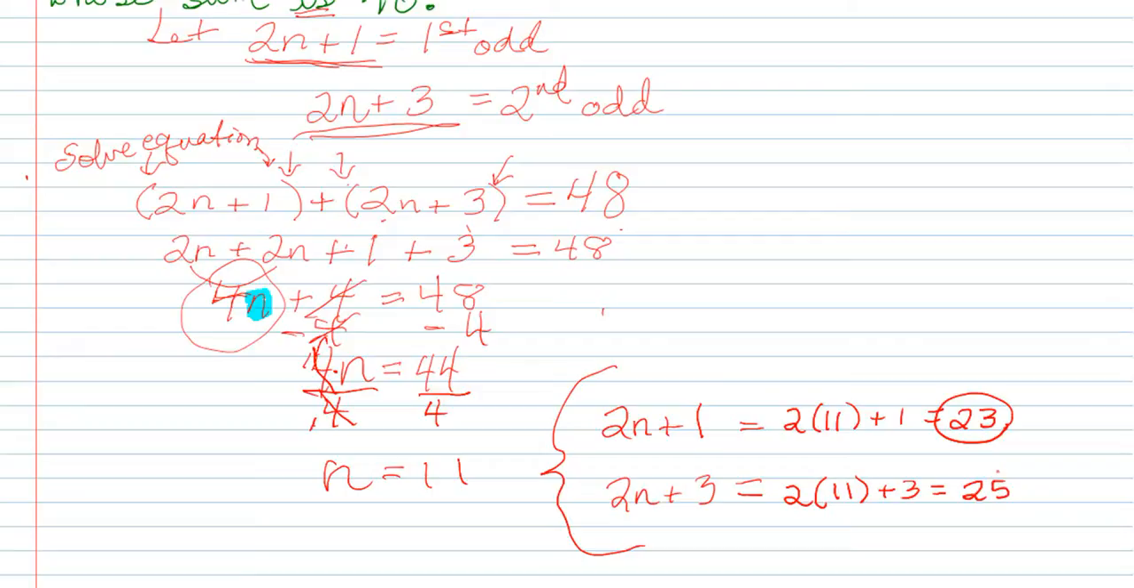Definitely want to think about whether this makes sense. First of all, are they odd integers? Yes, they're odd. Are they consecutive odd? Well, sure. 25 comes right after 23. And lastly, you want to check to make sure their sum is 48, right? So let's do that. 23 plus 25. Sure, 5 and 3 is 8. No carryover, and here's 48. So there you go. These are the 2 consecutive odd integers whose sum is 48.